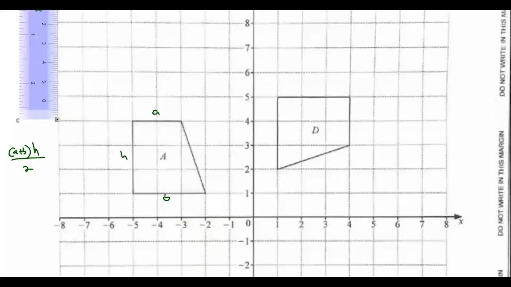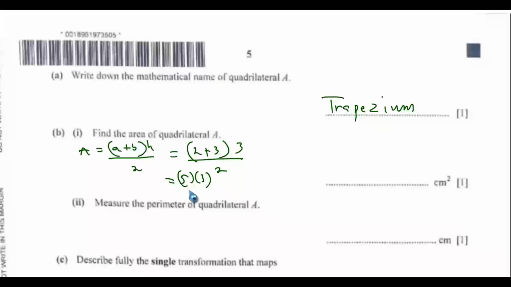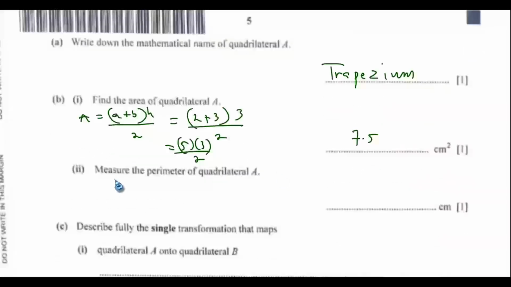So the area equals A plus B multiplied by H everything over 2. If you plug in the values, you have 2 add 3 multiplied by 3 over 2. This equals 5 times 3 divided by 2, which gives us 7.5 centimeters squared. Then part ii, from figure 2, measure the perimeter of quadrilateral A.